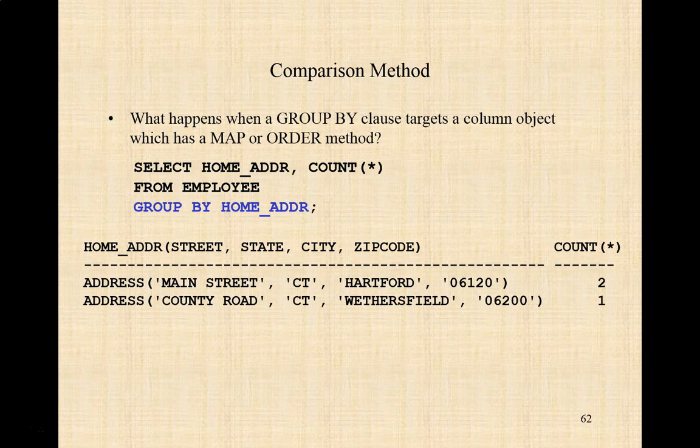What we see, from looking at the data on the previous slide, is we have 2 instances of home address containing Main Street, Connecticut, Hartford, and 06120. Those 2 evaluate by the comparison method as being equal, so they are put into the same group. Let's turn to the Oracle system now and provide a detailed demonstration of the points that we've just made.